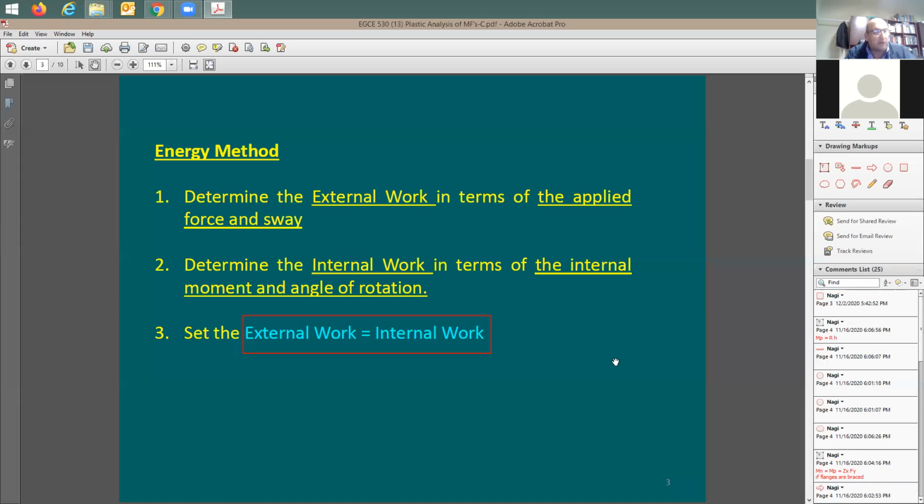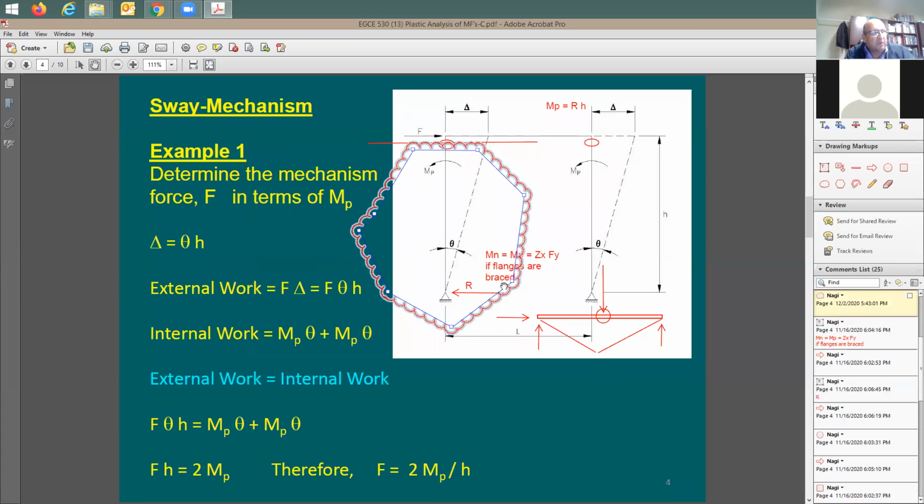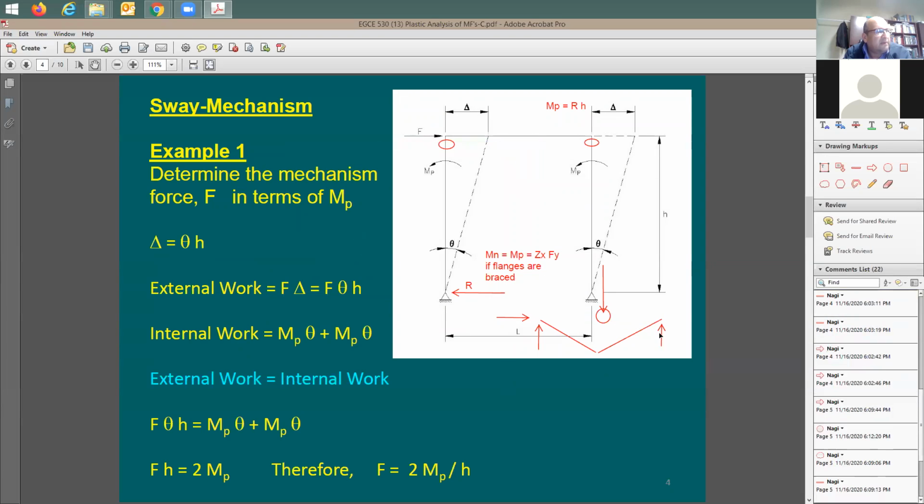Now I'd like to see how I can apply this principle in this moment frame analysis. These markups are from the previous work that we have done. So let me clean it up a little bit.